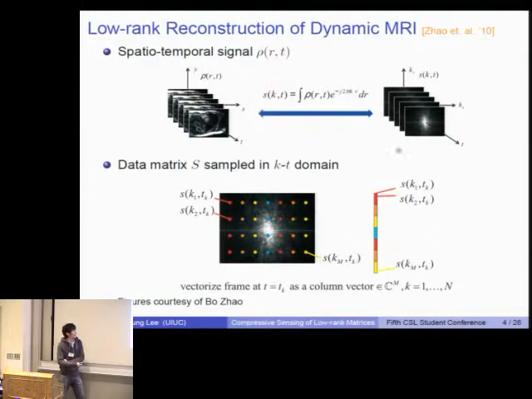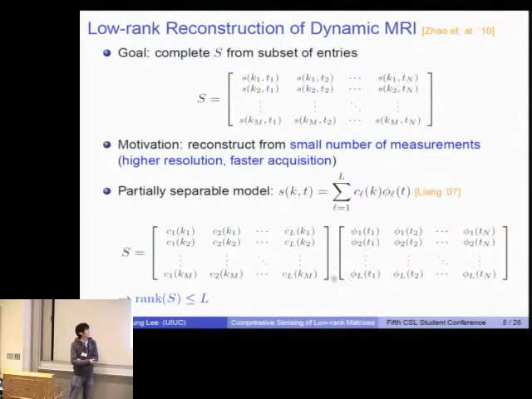To find the matrix, we apply sampling in the k-t domain. First, we sample along the time axis. There are capital N frames. When time is t_k, we have a frame. Then by the Nyquist rate, we consider the samples, and we stack them as a column vector of length capital M. Then the matrix consists of the N columns of length M. It's an M by N matrix.